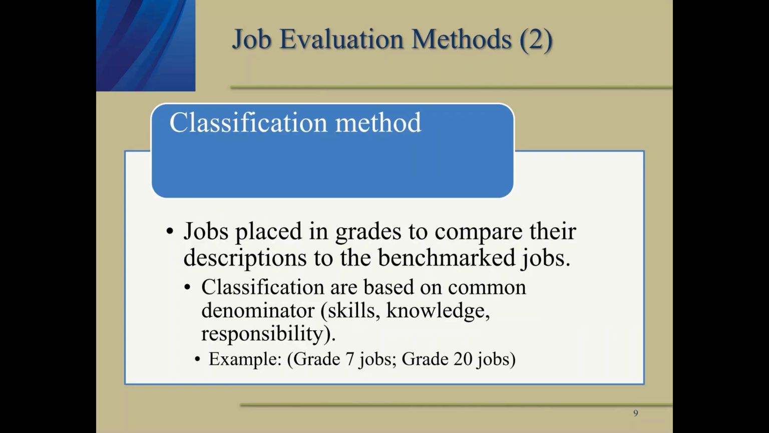The second method would be the classification method. The jobs are classified based on some kinds of skills, knowledge, or responsibilities. The jobs are placed into grades, and then those grades are compared to the benchmark jobs. So one classification would be based on the skills, knowledge, or responsibility. For example, if we think of grade 7 versus grade 20 jobs, grade 7 jobs need lesser skills, lesser knowledge, and definitely lesser responsibility as well. That's how grade 7 and grade 20 jobs differentiate from each other.